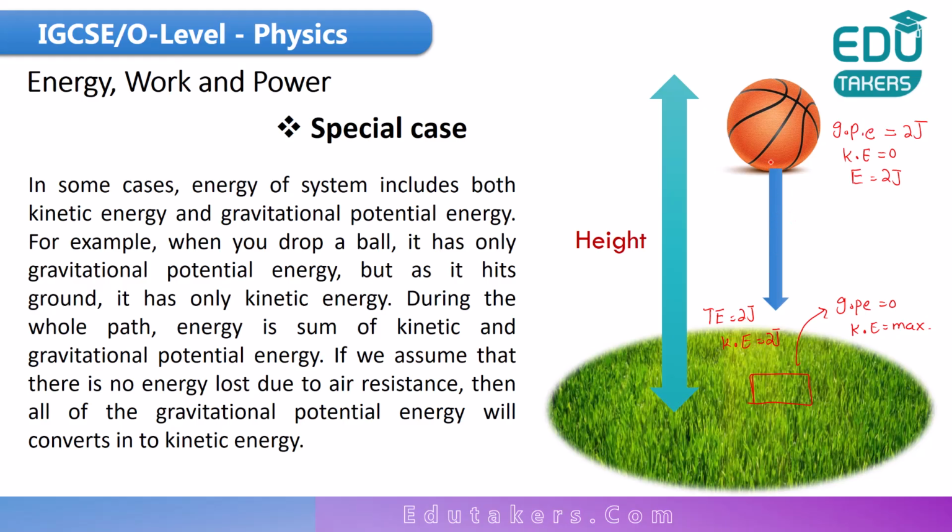During the whole path between both of these positions, the total energy is basically the sum of kinetic energy plus gravitational potential energy. I suppose that here the kinetic energy is 1 joule and the gravitational potential energy is 1 joule also. So when you calculate the total energy, it comes to be 2 joule. I can simply say that when the object is dropped from some height, in this case the total energy remains conserved, which is the sum of kinetic energy and the gravitational potential energy.